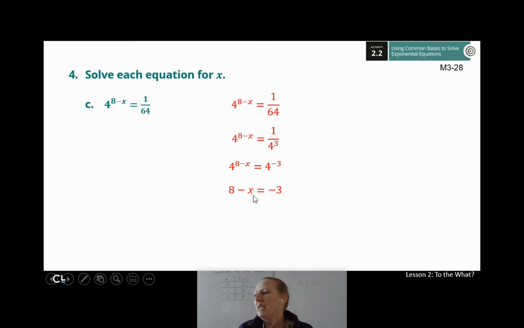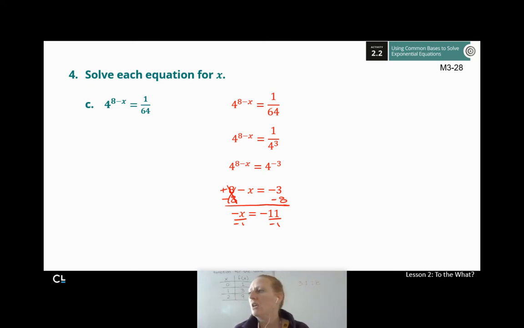And now I have 8 minus x equals negative 3. So great, I'm going to get my x alone. That is a positive x. So I went ahead and subtracted 8 on both sides. Those cancel out. And I now have negative x equals negative 11. And I went ahead and divided both sides by a negative 1, because I don't want negative x, I just want x. So the negatives canceled out. Negative divided by negative is a positive. We got x equals 11. Yay.